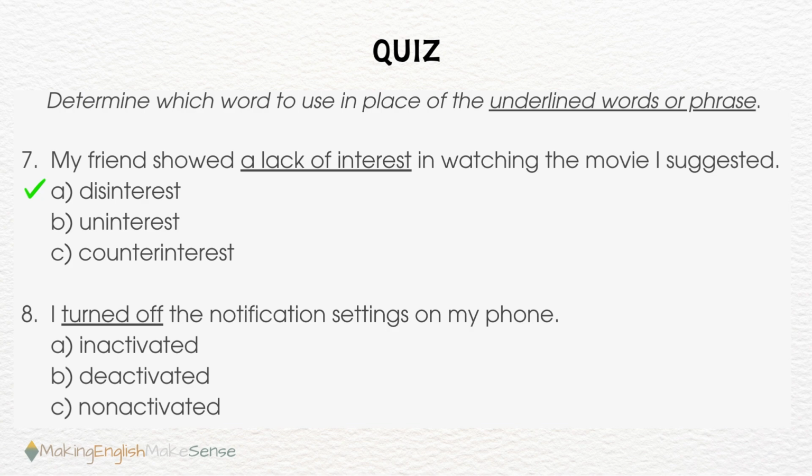Question 8. The sentence is, "I turned off the notification settings on my phone," and the phrase that we want to replace is turned off. Can we replace it with A, inactivated, B, deactivated, or C, non-activated? Okay, and the answer to number 8 is B, deactivated. Turned off has the meaning of removing activation, so de is used over un or non.